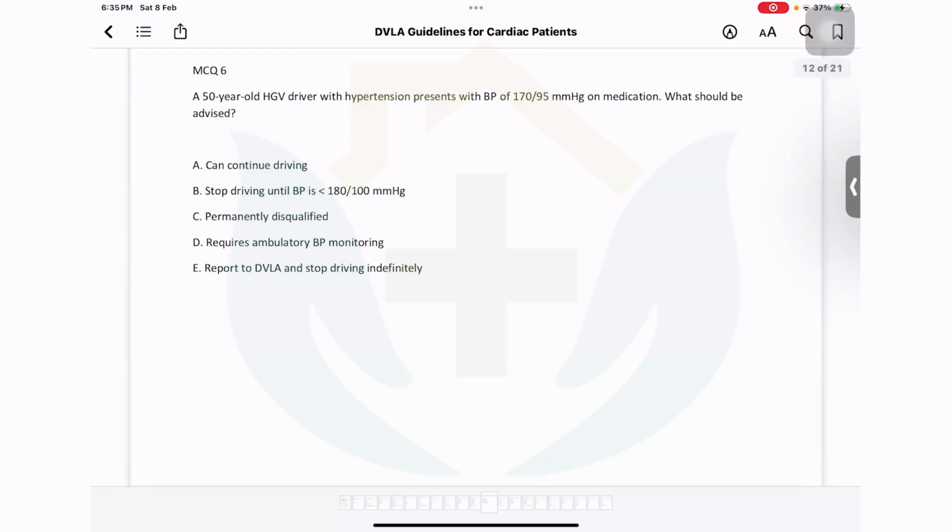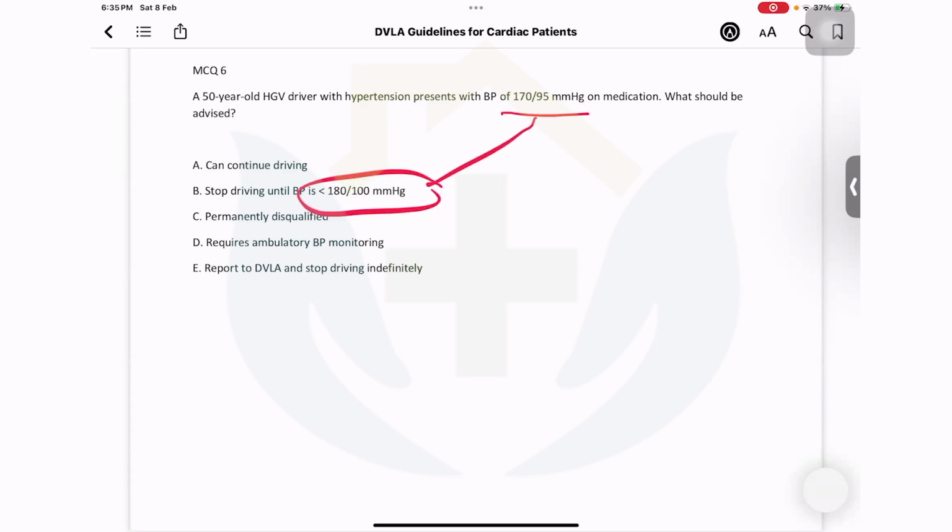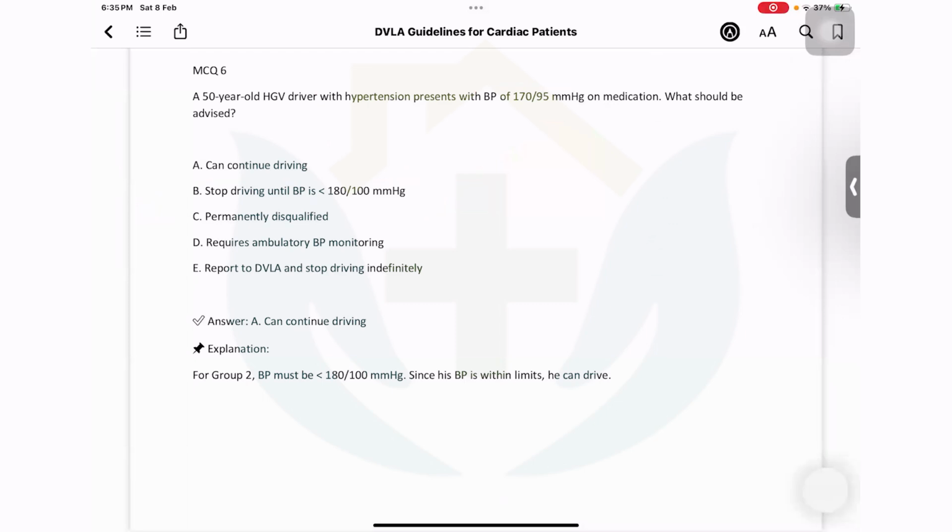Okay. A 50-year-old HGV driver with hypertension has a BP of 170/95 on medication. What should we advise him? Should he continue to drive? Should he stop driving until his BP is less than 180? Already it is less than 180/100, no? 170/95. So can he continue to drive? Yes, we can tell him that you can continue driving as per DVLA guidelines.